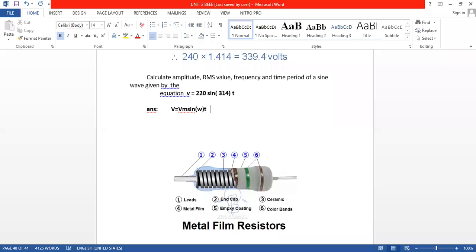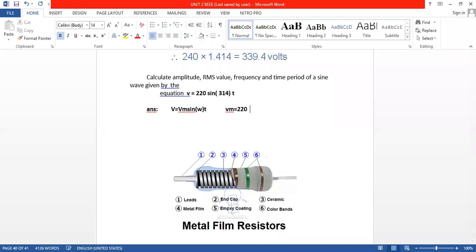Now, calculate amplitude, they are asking. Amplitude means what here? Vm. So Vm is equal to how much amplitude? 220 volts. 220. Is it clear?